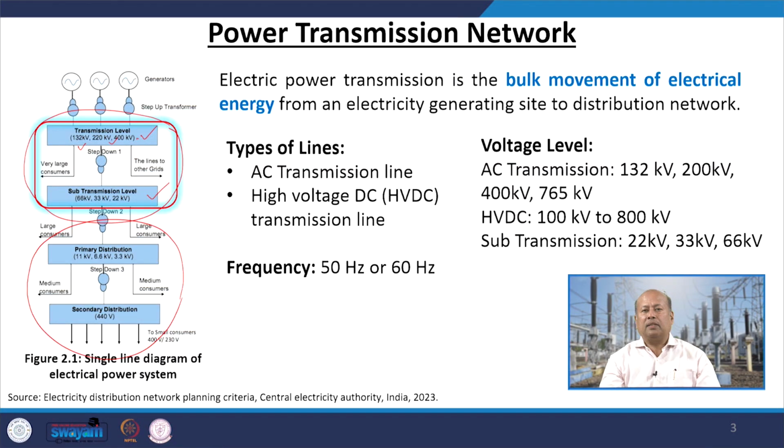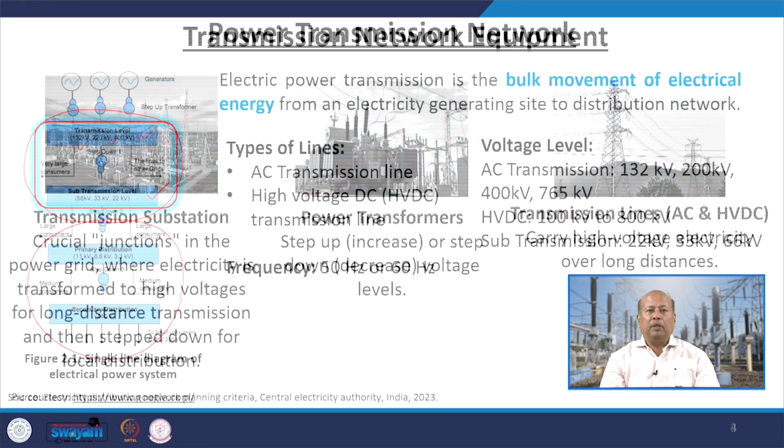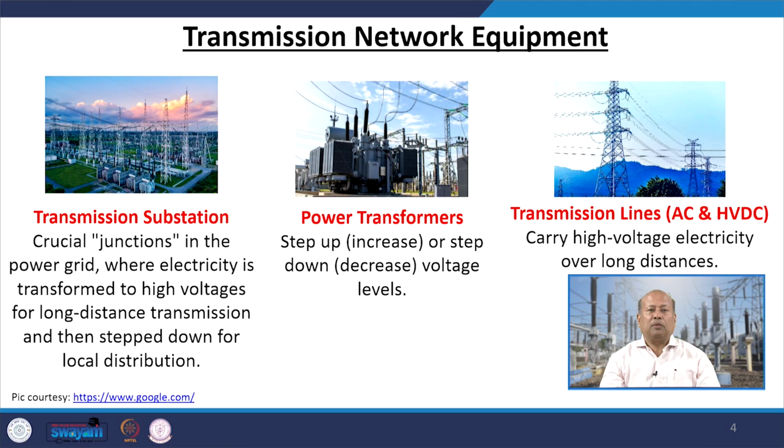Now, the voltage level, as I discussed already, varies from 132 kV to 400 kV and as high as 765 kV, which is in operation today in India, and HVDC, which is from 100 kV to 800 kV plus or minus, and sub-transmission, which is 22 kV, 33 kV and 66 kV. And moving towards the transmission network equipment, we will be having substations, power transformers, and then transmission lines.